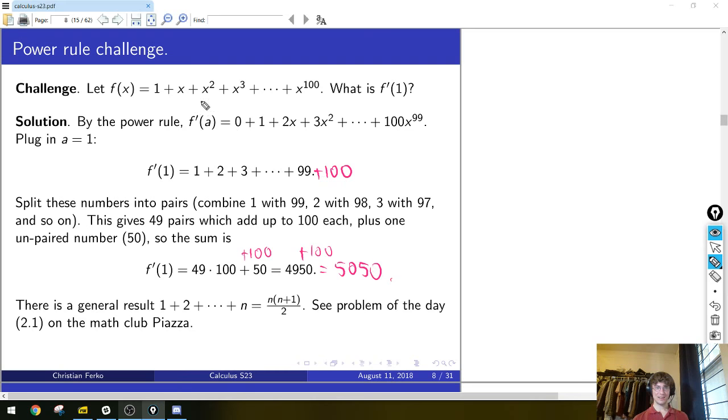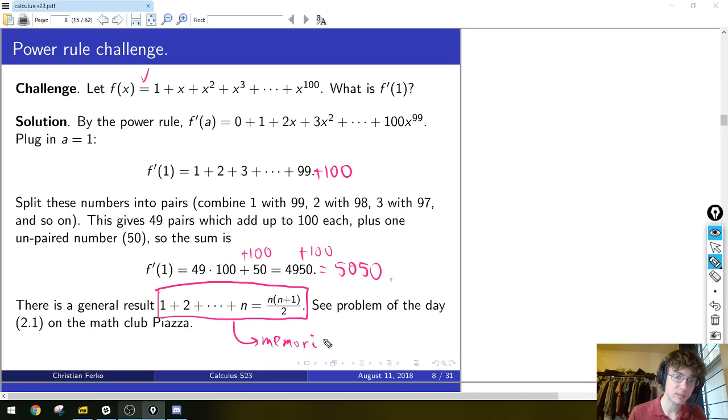But okay, just to review, what did we need to solve this problem? One, we had to know the power rule, and apply it to each term in this sum. Then you plug in a equals 1. That gives you the sum of 1, 2, 3 up to 100. And then you use this pairing trick, or else you have memorized this sum. If you do math competitions, this comes up all the time, and you're expected to have it memorized. If you're just a normal human, then when you need this sum, you can either look it up or rederive it using the pairing trick, which is what we just did. But that was back in 2.1 on the Math Club Piazza.